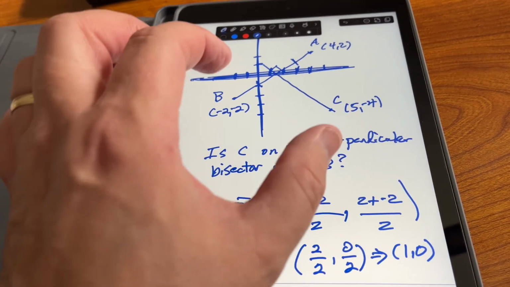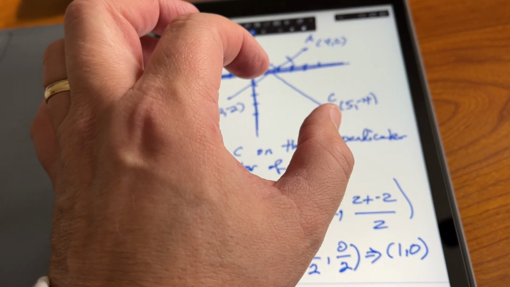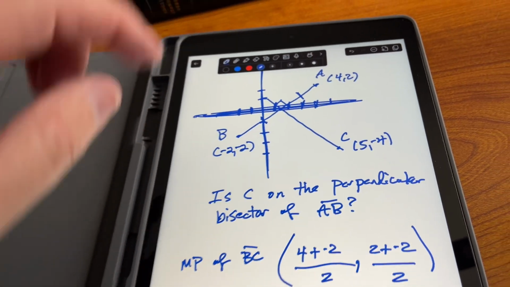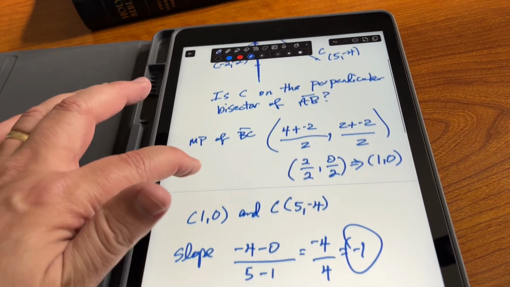And then what you do is you find the slope of that segment, C and the midpoint. And then you find the slope of AB, and you see if those are negative reciprocals. So let me do that.